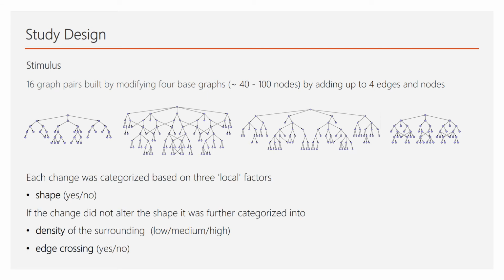Each change was categorized based on the aforementioned 3 factors. First, does the change alter the shape, that is the silhouette of the graph? If not, meaning that the change was inside the graph, then it was further categorized based on the density of the surrounding and if it introduces an edge crossing or not.